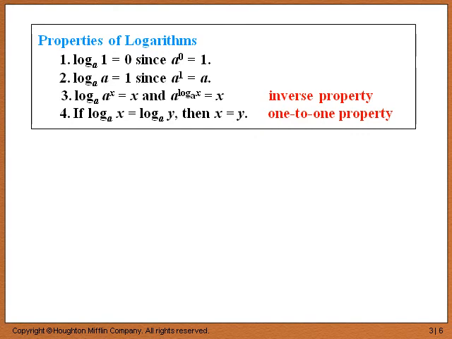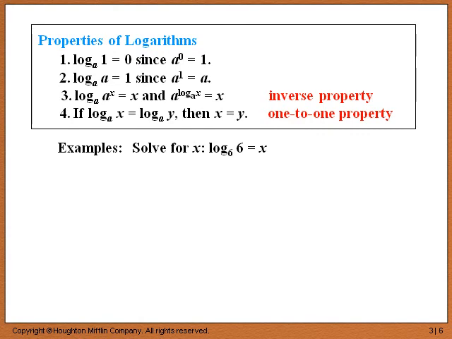Our final property: if log base a of x equals log base a of y, then x equals y. And it looks intuitive, doesn't it? Because log a and log a are identical, and therefore x and y must be identical. That almost looks like common sense from algebra.